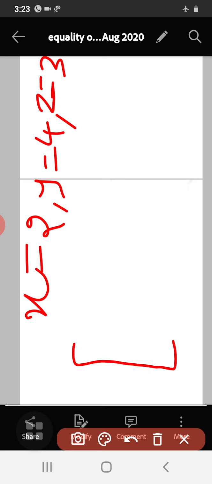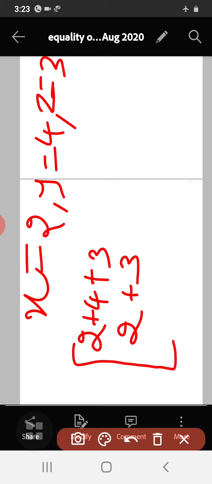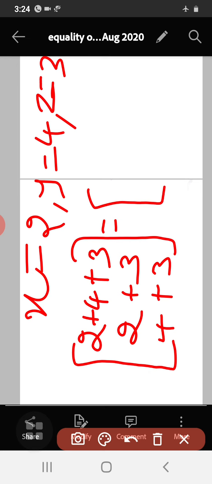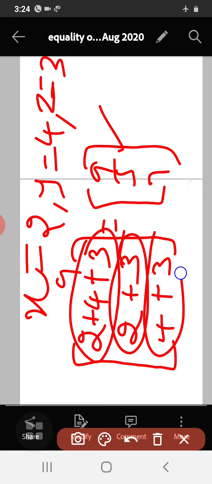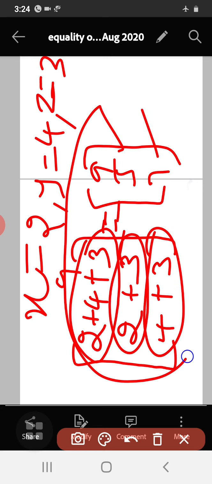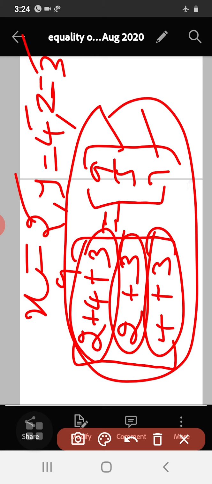See, let us verify this. So the first element was x plus y plus z, that means 2 plus 4 plus 3. Then the second element x plus z, that is 2 plus 3. Then the last element y plus z, that is 4 plus 3. Then on the right hand side, 9, 5, 7. See here, 2 plus 4 plus 3 will be 9. Then 2 plus 3 is 5, 4 plus 3 is 7. So these two are equal matrices. So these are the correct values of x, y and z. In this way we can verify the values here.